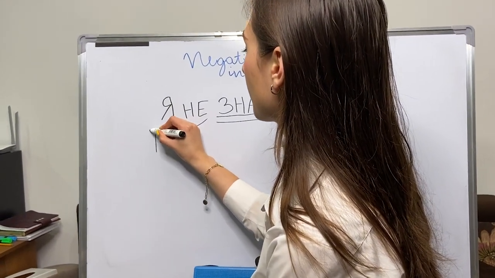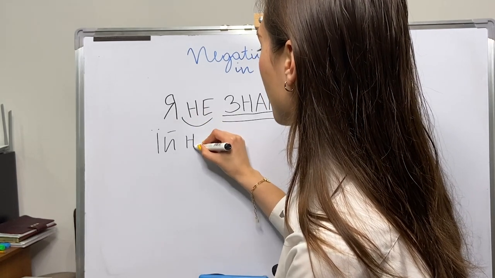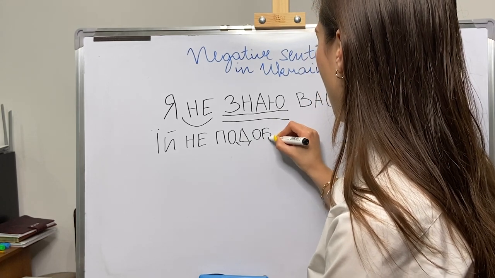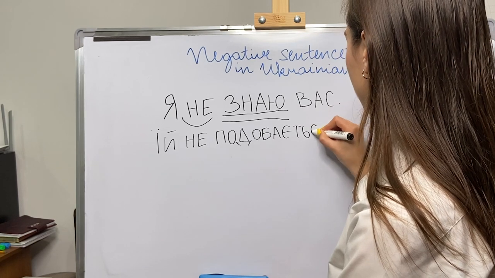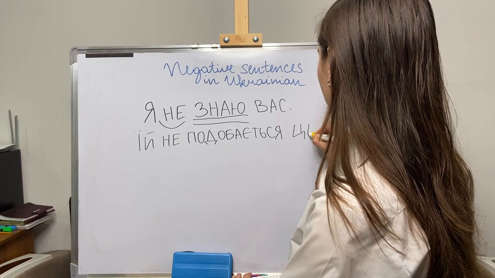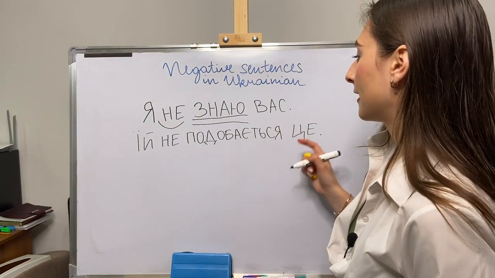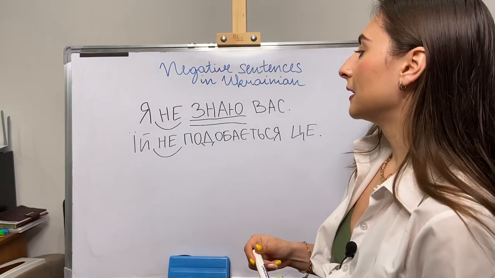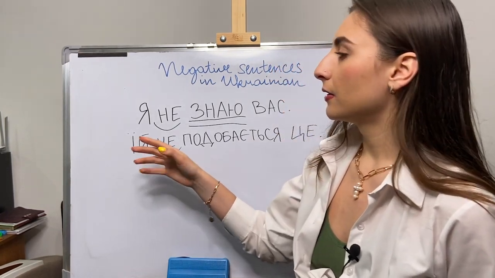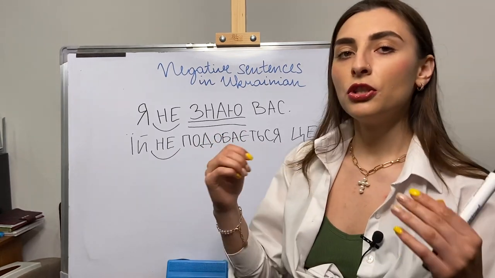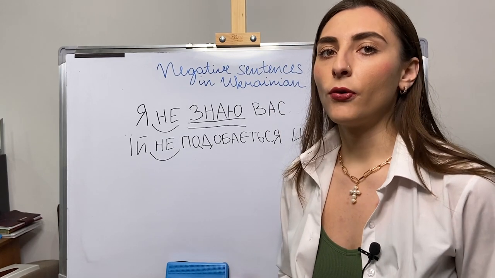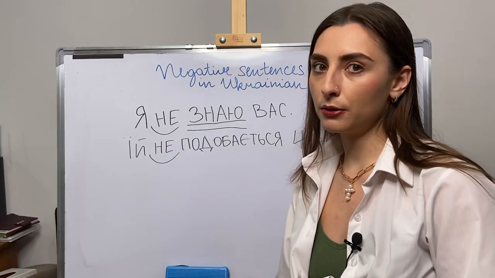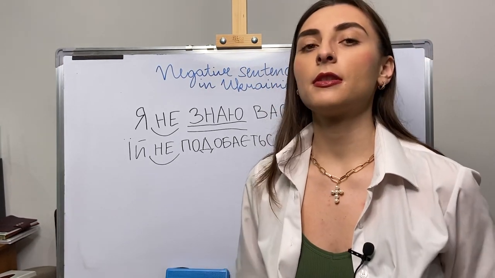So we say їй не подобається це. It means she doesn't like that. She doesn't like that. So you can see не, it means not. So literally this sentence means she not like that. She not like that. So we don't have these forms do or doesn't. You can see you just use on the first place you put noun or pronoun, that negative particle не, that means not, and then you use the verb.